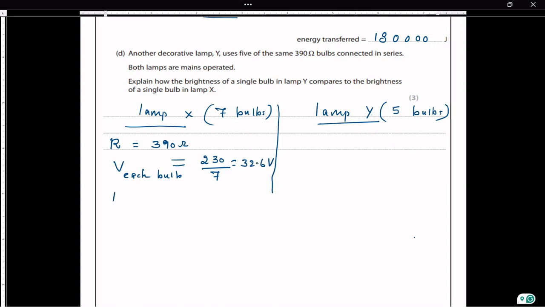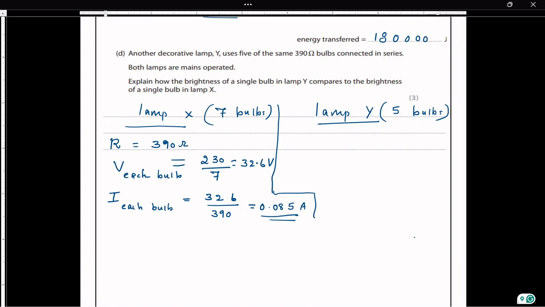So let us see what is the current passing through each bulb. The current through each bulb, its voltage is 32.6, and each one has a resistance of 390. This will give 0.085. In fact, this is the part we already finished before the step. So each bulb is getting a current of 0.085.